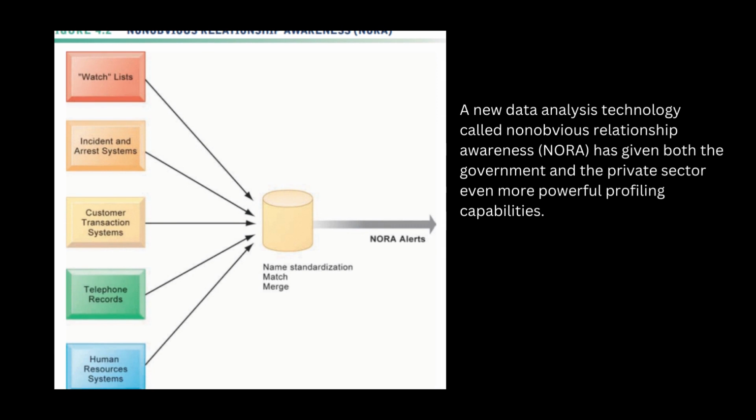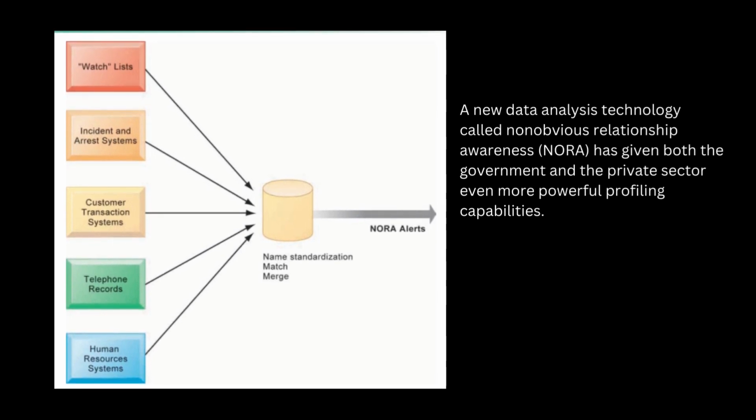Here we can see what we call the non-obvious relationship awareness, or NORA. This is a new data analysis technology that has given both the government and the private sector even more powerful profiling capabilities. NORA can take information about people from many disparate sources, such as employment applications, telephone records, customer listings, and wanted lists, and correlate relationships to find obscure hidden connections that might help identify criminals or terrorists. It might discover, for example, that an applicant for a job at a casino shares a telephone number with a known criminal and issue an alert to the hiring manager.